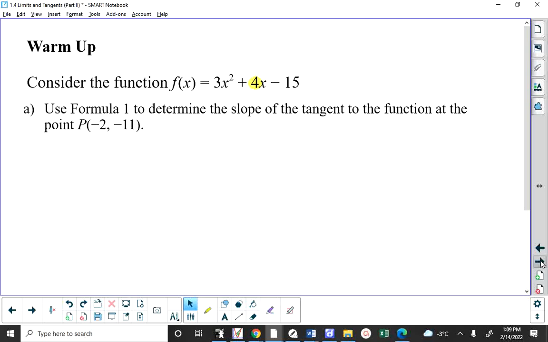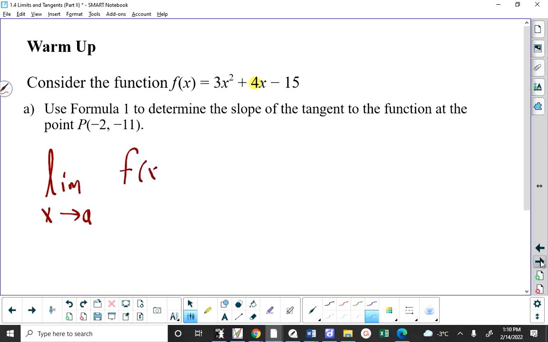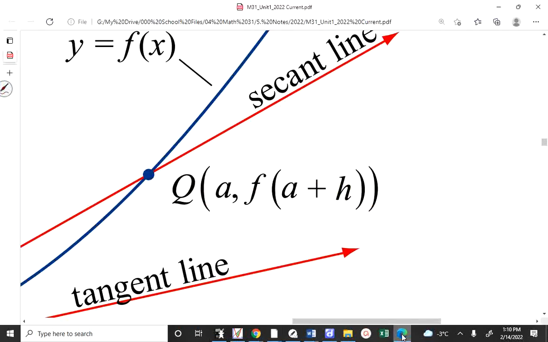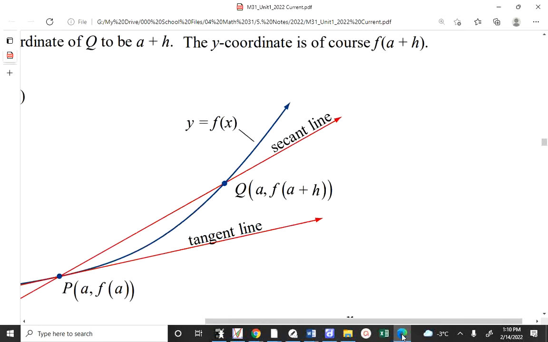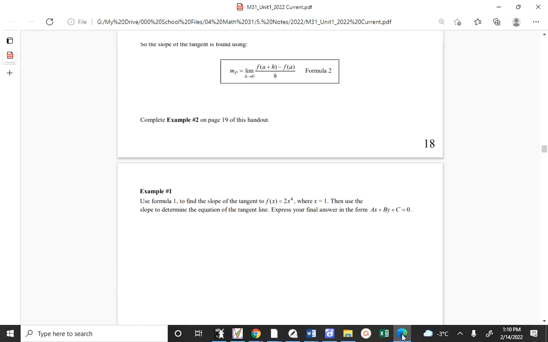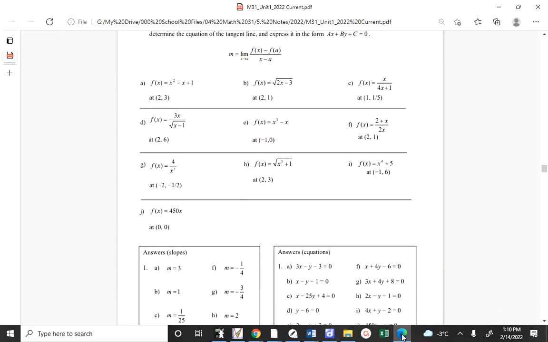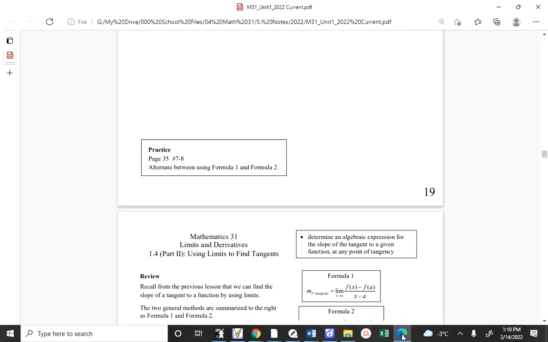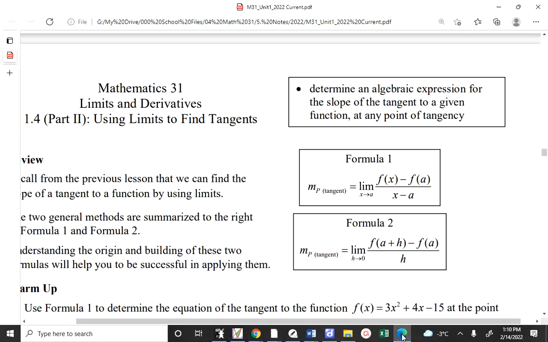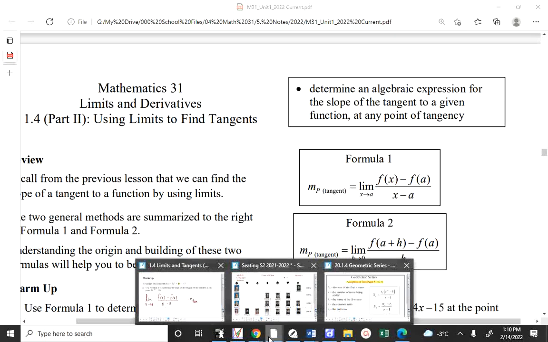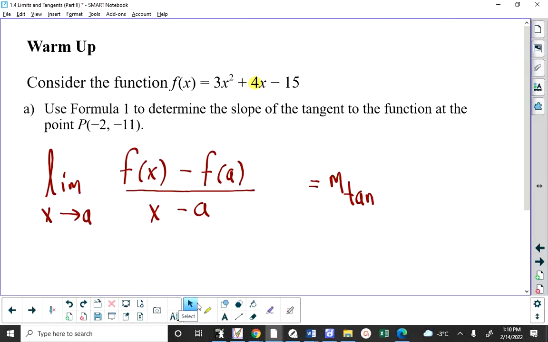So use Formula 1. What's Formula 1? Formula 1 says the limit as x approaches a of f of x minus f of a all over x minus a gives you the slope of the tangent. And just for my information, I want to make sure that I have those two formulas written correctly on this page in your handout. And they're okay. So we want to use Formula 1 to find the slope of the tangent.